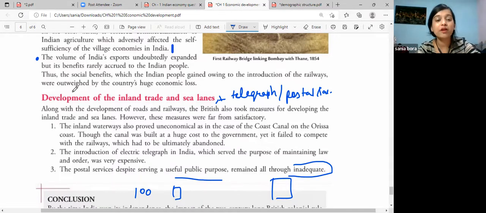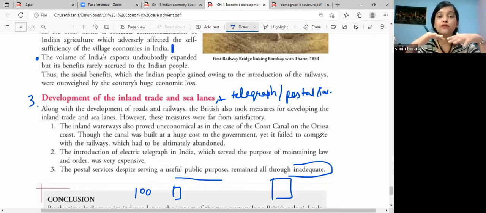So what happened basically? Development of inland trade and sea lanes. Along with the development of roads and railways, the Britishers also took measures for developing inland trade and sea lanes. However, these measures were far from satisfactory. Now, first just write the heading. Third, development of inland trade and sea lanes plus telegraph and postal services. First, inland waterways also proved uneconomical, in the case of the coastal canal on the Odisha coast. The amount I used to construct the canal was very high, but still it failed to compete with the railway.